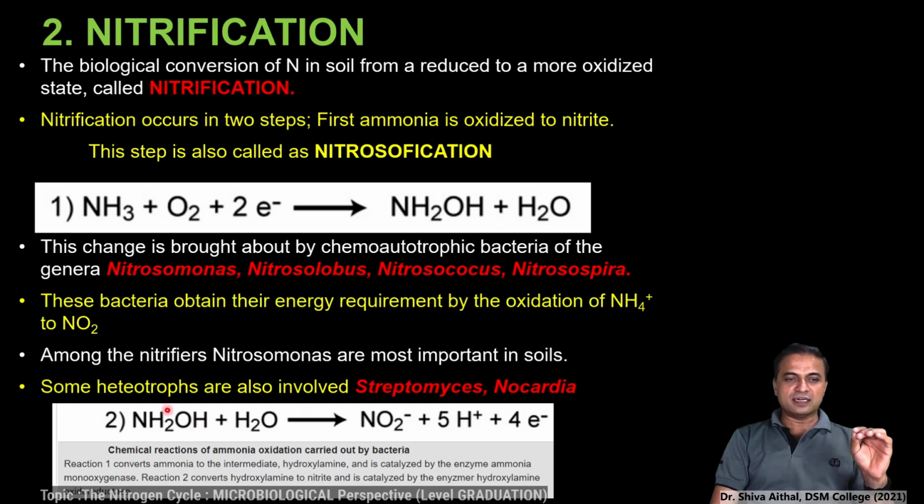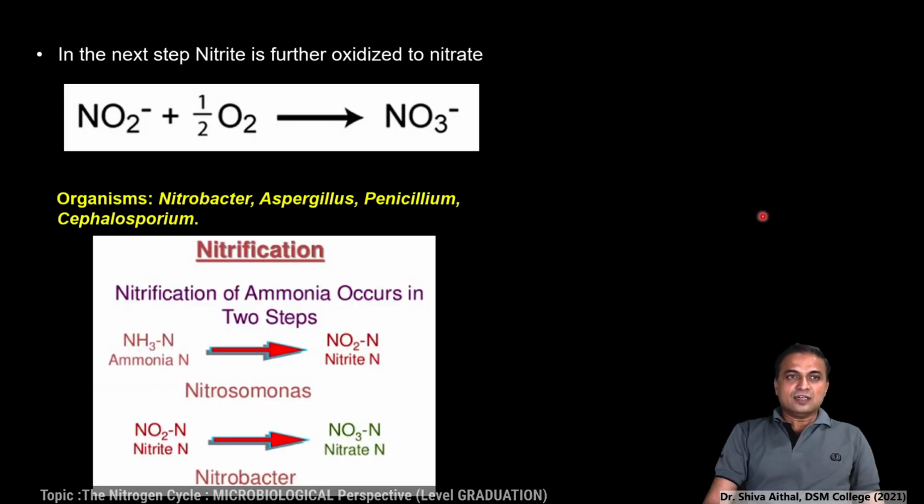Hydroxylamine oxidoreductase. This is the enzyme which is present in the second reaction by the same organisms. These are the nitrifying bacteria. Hydroxylamine is converted into nitrite. Now in the next step, nitrite is further oxidized to nitrate by the same group of organisms, Nitrobacter, Aspergillus, Penicillium, Cephalosporium.